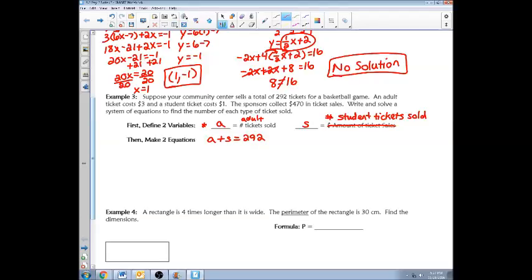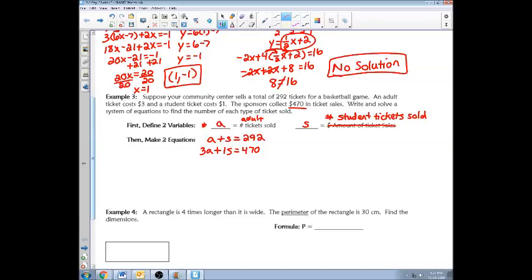How can I write that algebraically, that an adult ticket costs $3? It would be 3 times A. And a student ticket costs $1, so plus my student ticket, 1S, is equal to the amount of money they sold, which is 470.